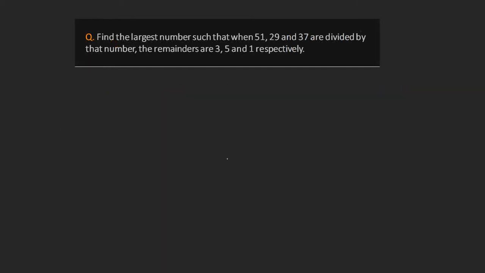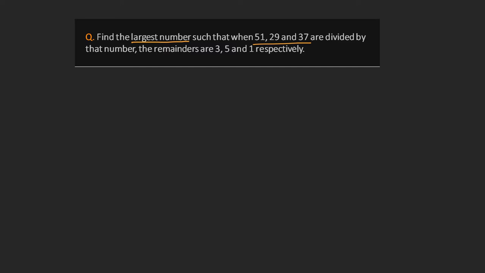Find the largest number such that when 51, 29 and 37 are divided by that number, the remainders are 3, 5 and 1 respectively. Now, it is a question involving HCF. How do we know that? Well, whenever a question asks you to find a number that divides or is divided by a set of numbers, it is almost certainly a question involving HCF or LCM. This question talks about the greatest number that divides a group of numbers. So basically, the greatest common factor or the highest common factor, HCF.